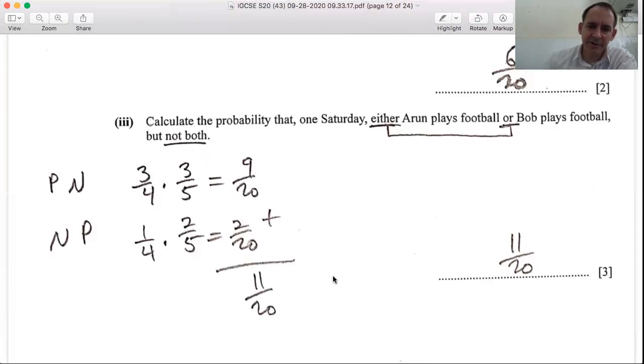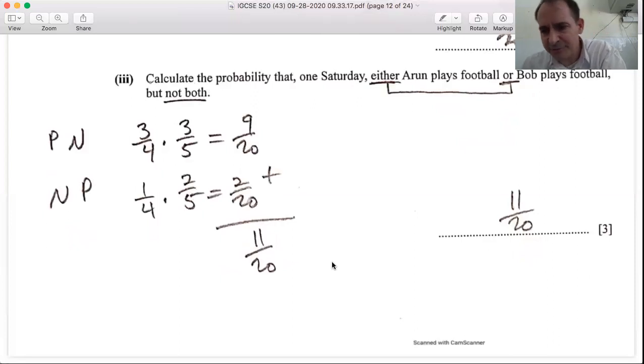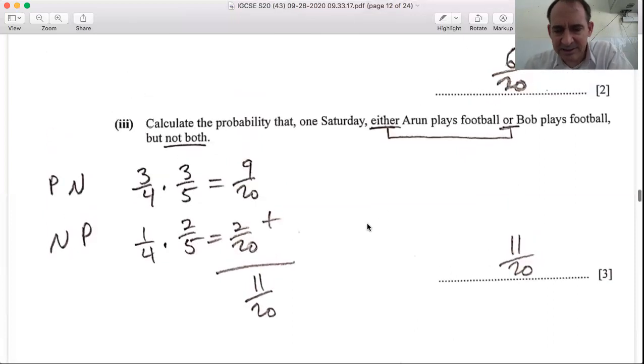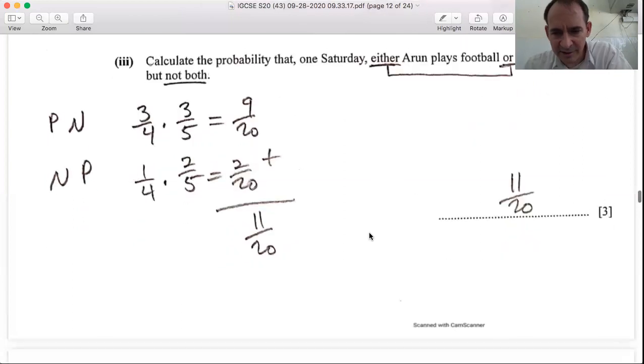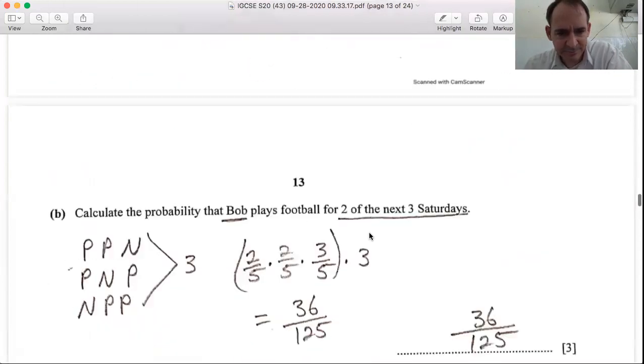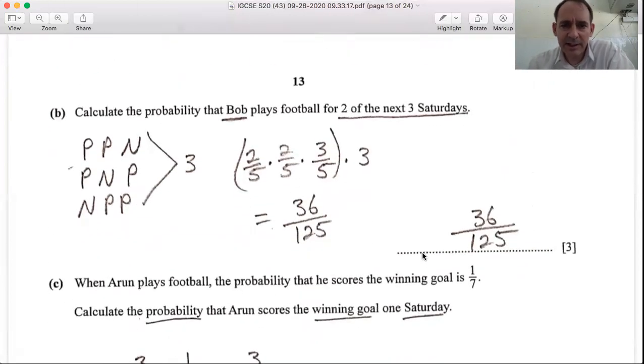And you add those together and you get an 11 out of 20 chance that either one or the other is playing, but not both. Calculate the probability that Bob plays football for 2 out of the next 3 Saturdays.